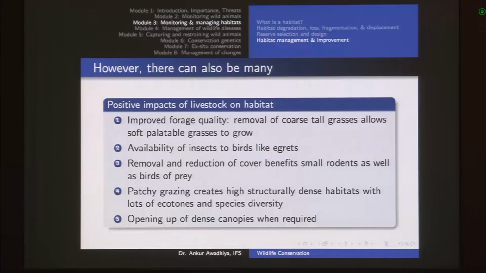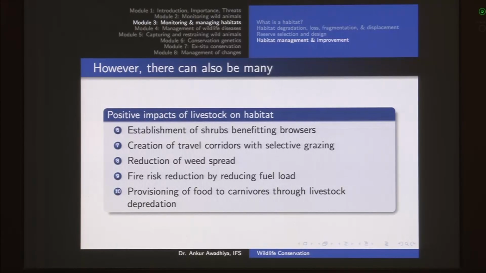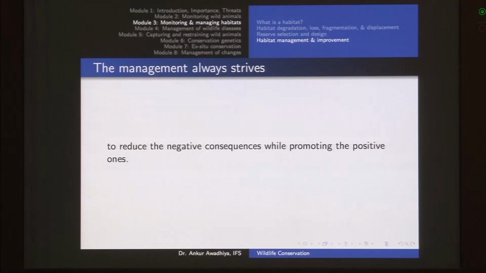But then they can also have a positive impact if they are used properly. So you can have an improved forage quality, availability of insects for birds, removal and reduction of cover benefits, the small rodents as well as birds of prey, patchy grazing to have more structurally dense habitats, opening up of dense canopies, establishment of shrubs, creation of travel corridors, reduction of weed spread, fire risk reduction and provisioning of food to carnivores. So whether you have the positive benefits or whether you have all these negative losses depends on how you are managing the situation. The management is always striving to reduce the negative consequences while promoting the positive ones.